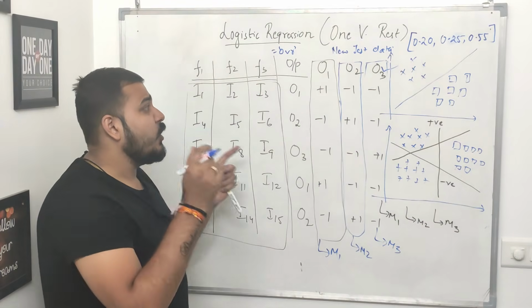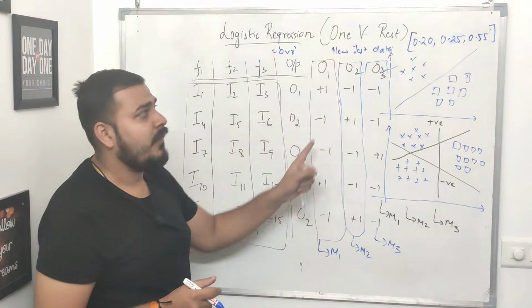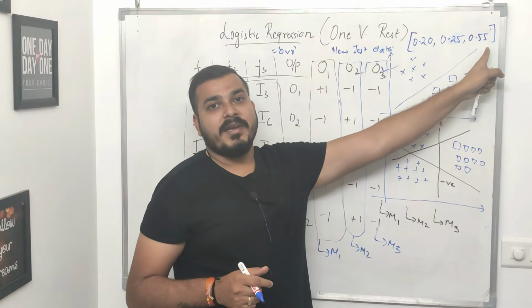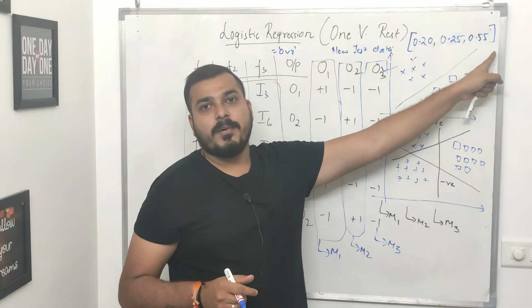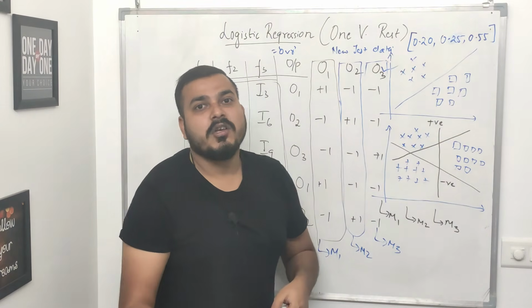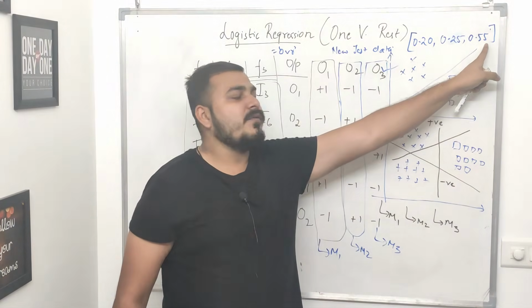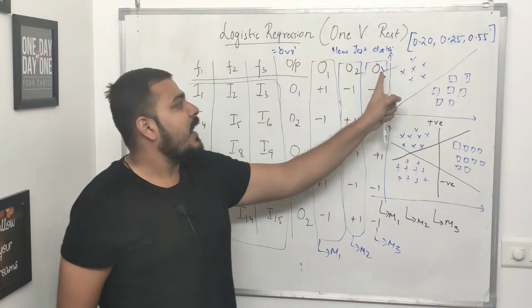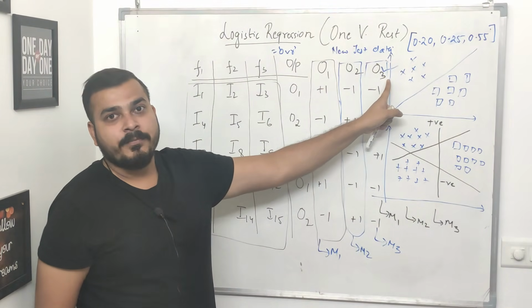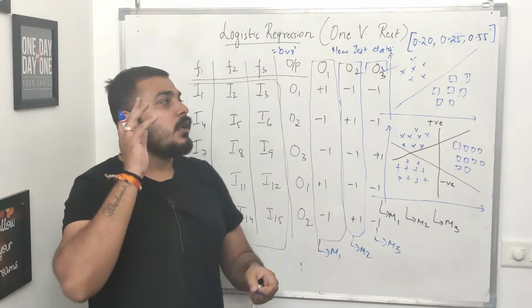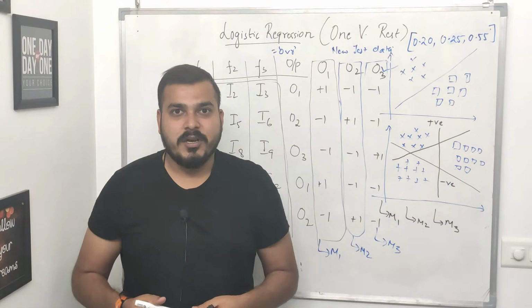And remember, for every new test data, for however many categories we have, that many output values we will get. The one with the highest probability, you can consider as your output. So for my new test data, I've got this kind of output. You can see that 0.55 is the highest. That basically means it belongs to the O3 category. So this is how logistic regression OneVsRest is actually implemented.